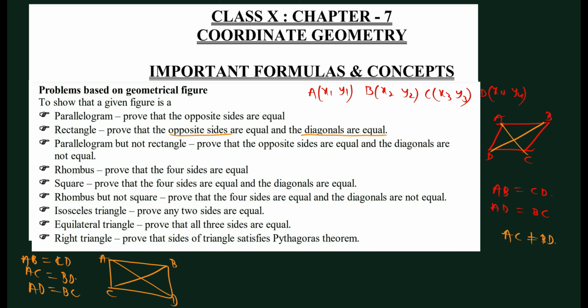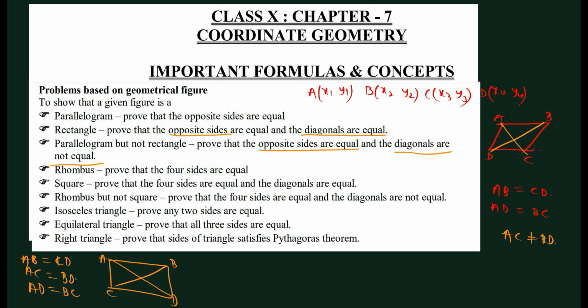Parallelogram but not rectangle: how do you confirm that it is a parallelogram but not a rectangle? In a parallelogram, diagonals are not equal, but in case of a rectangle, diagonals are equal. Okay, in a parallelogram, prove that opposite sides are equal. So you have to prove your diagonals are not equal.